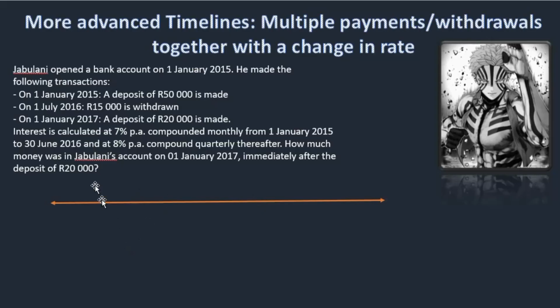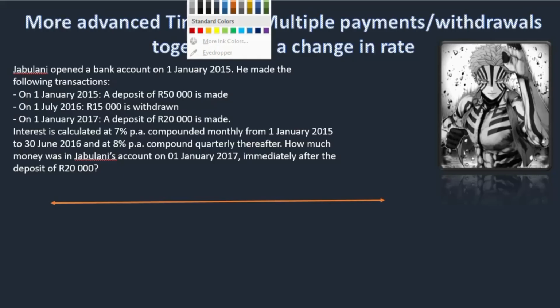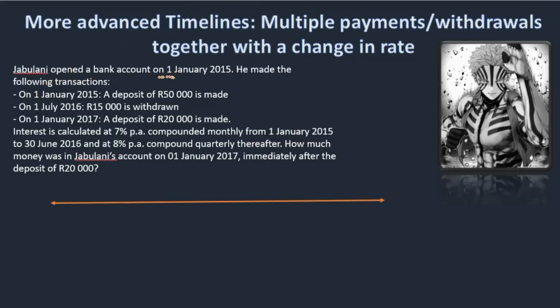The question says, Jabulani opened a bank account. Let's come back here. Choose the right color. Yes, Jabulani opened a bank account on 1 January 2015. Right? So we have a T0 there. So let me write it down so that I know that T0 is 1 Jan 2015. Let me write it properly. This takes space. Let's write the maths date. 1/01/2015.